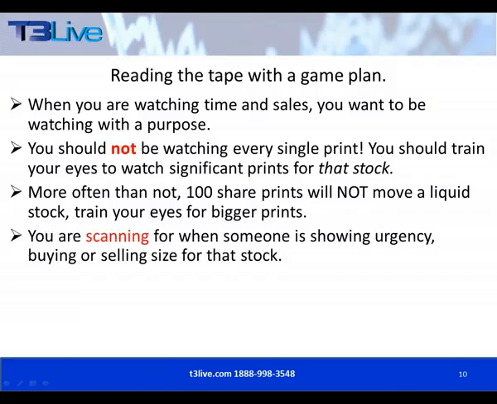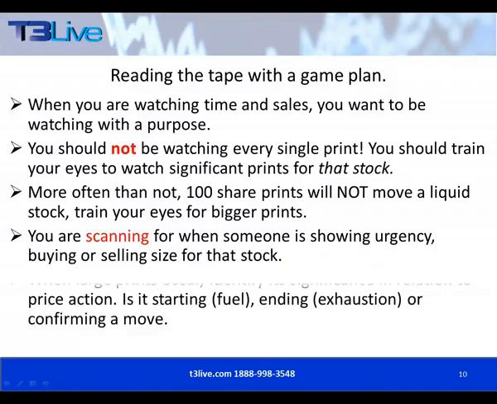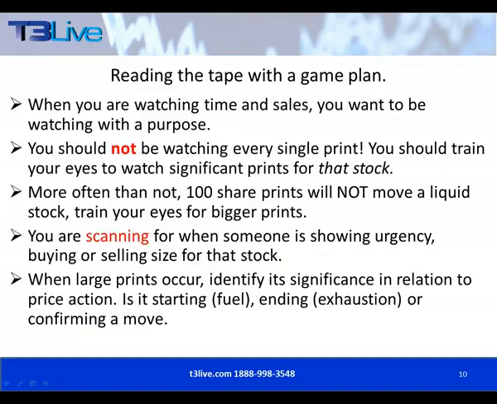You have to train your eyes for consistency and also for the bigger prints and then what happens after those prints. You're scanning or monitoring for when someone shows urgency of buying or selling of size for that stock, or when somebody steps in and there is buying or selling urgency, in other words, an active tape, but the price doesn't move. That shows an aggressive buyer or seller who has not decided to be aggressive and trade on the other side yet. So when large prints occur, identify its significance in relation to the charts.